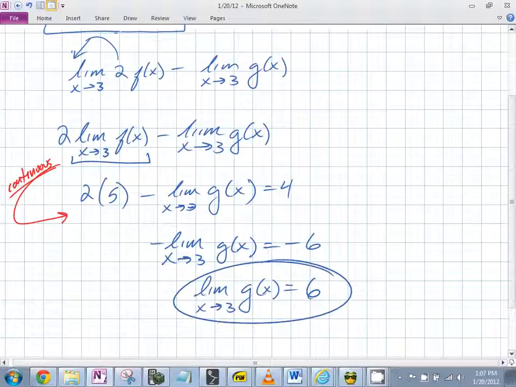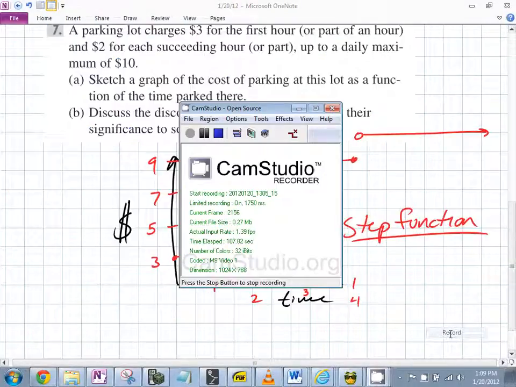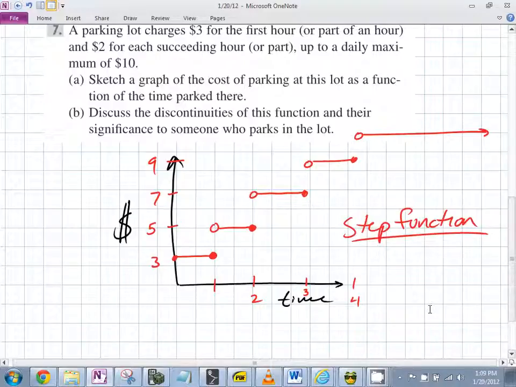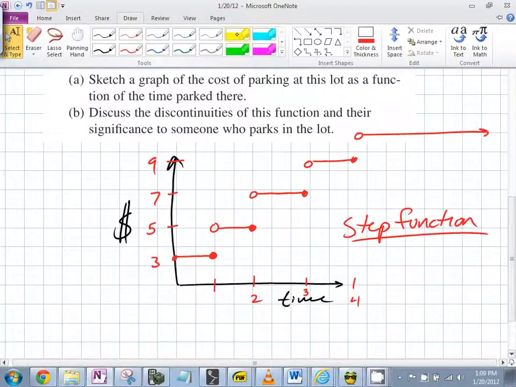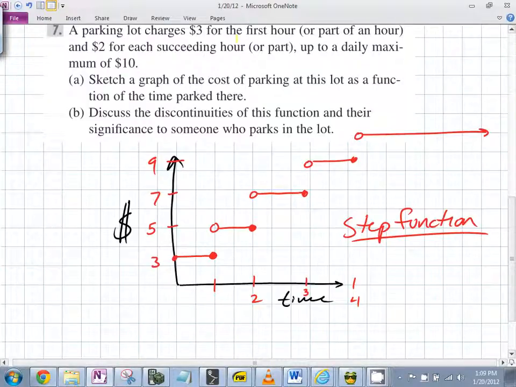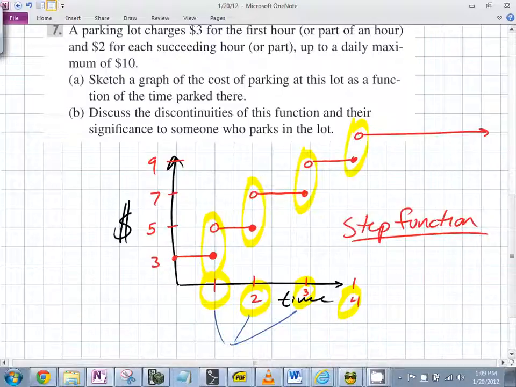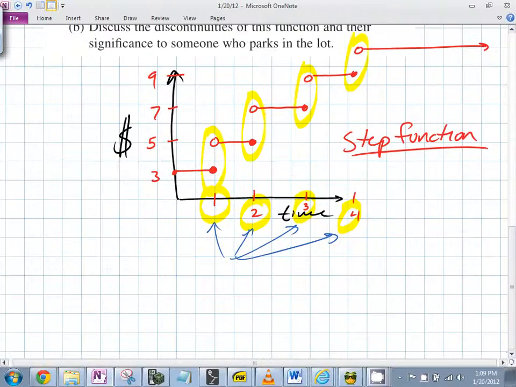Okay, let's move on. So again, it's a step function, and the question asks, discuss the discontinuities. Are there any discontinuities? Where are the discontinuities? At 1, 2, 3, and 4. This function is not continuous there, because why isn't it continuous? Tell me why it's not continuous at these values. Because it has different limits.